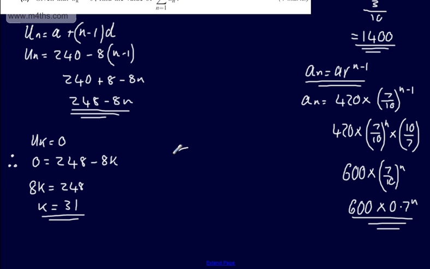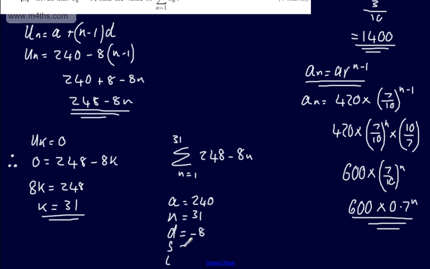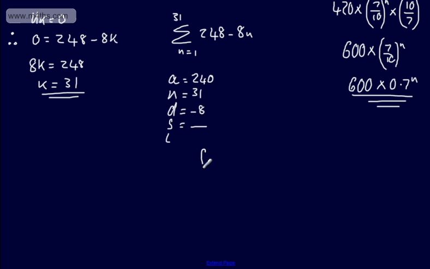So we're looking now at the sum from n equals 1 to 31 of 248 minus 8n. Let's collect some information: a, n, d, S and l. The first term is 240. The number of terms is 31. The common difference is minus 8, and we need to find the sum. One way we can do this is to use S sub n is equal to n over 2 times 2a plus n minus 1 multiplied by d. You can also use n over 2 times a plus l, where a is the first term, l is the last term. It's entirely up to you.